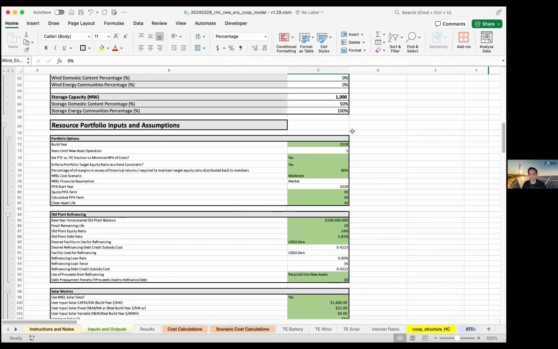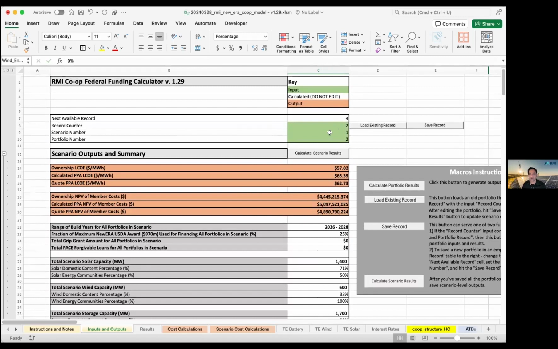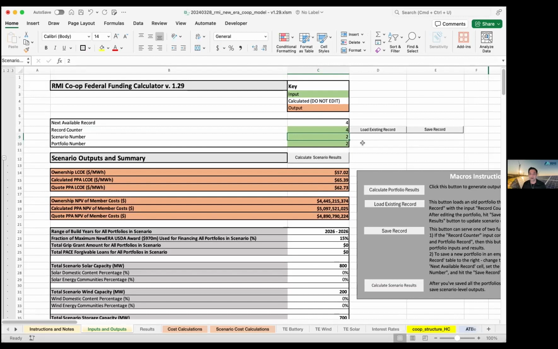All right, I've made those changes. Now, the next thing I want to do is to save this new record. Well, I want to put this in the next available record. I want to put it in record 4. I want this to be scenario number 2, and I want it to be portfolio 2 of that scenario. So now let me save that.